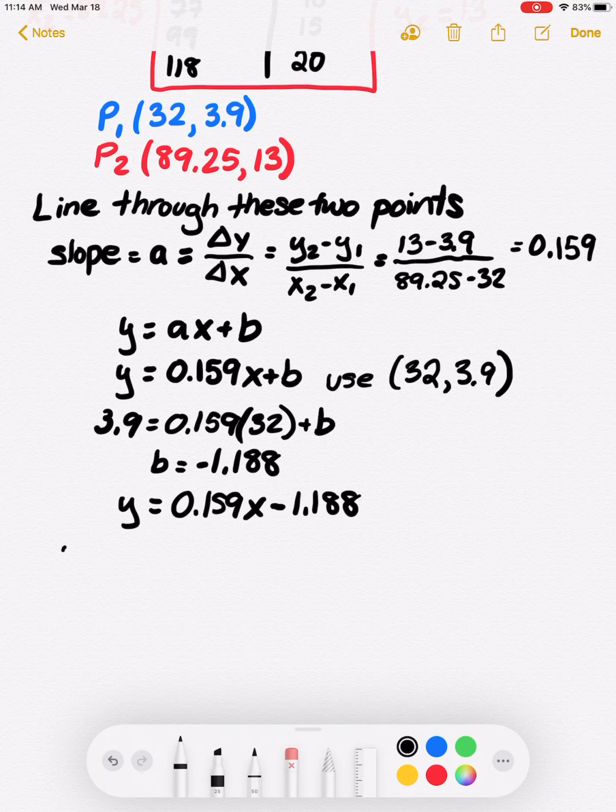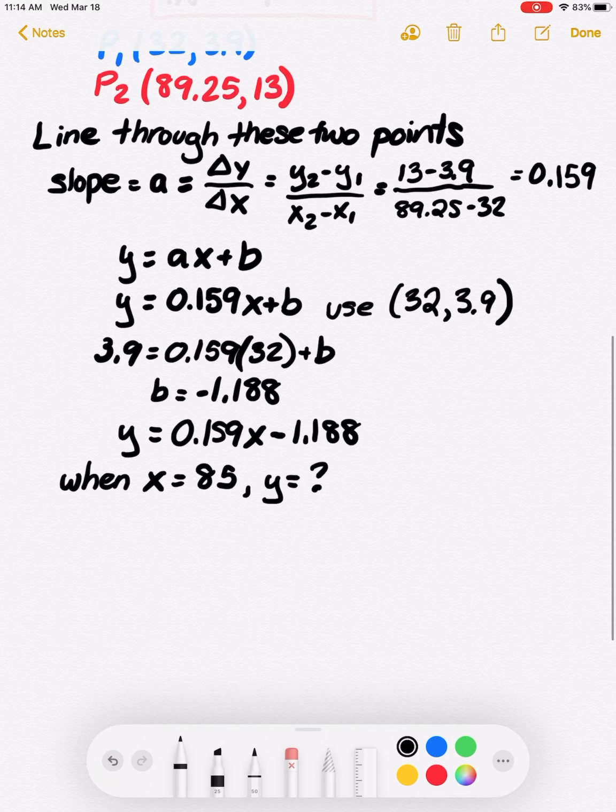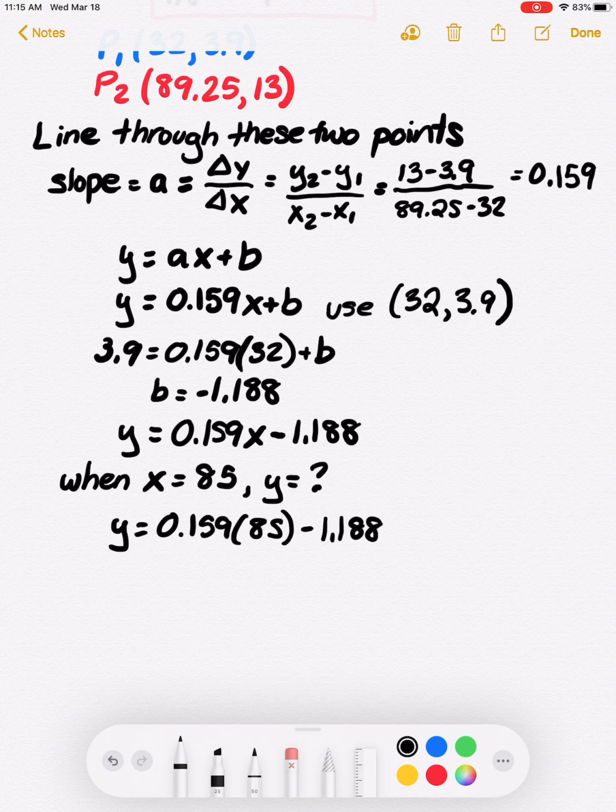So the question says, when we have an 85 watt halogen bulb, when x is equal to 85, what is y going to be equal to? We can just plug that into our equation. y equals 0.159 times 85 minus 1.188. Plug that in your calculator, and you get that y is equal to 12.325.